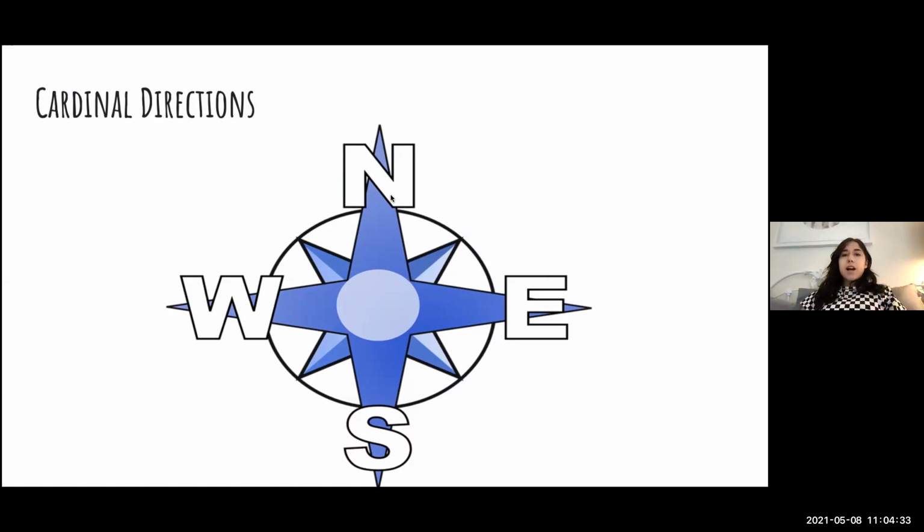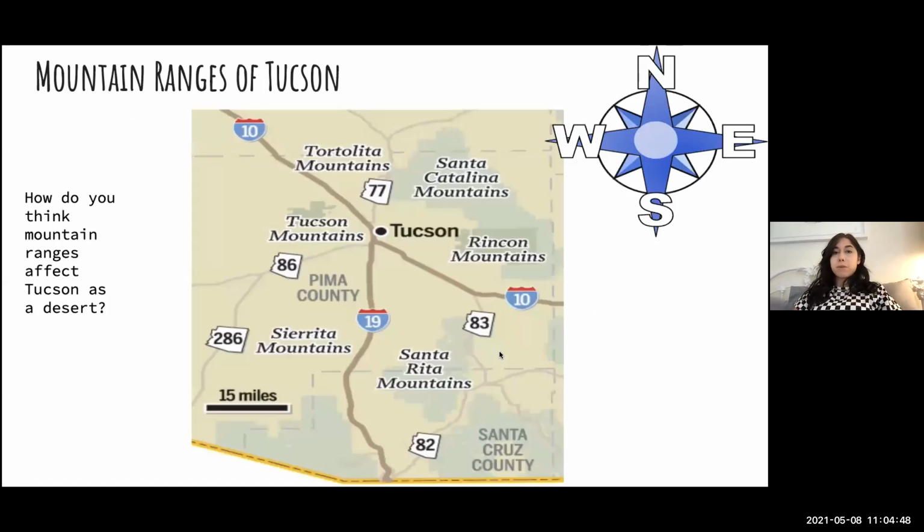We even went over "never eat soggy waffles," but one student did say "never eat soggy watermelon," which is a first. I've never heard that. But we really wanted to go over these directions so that we can identify the mountain ranges and their directions in Tucson.